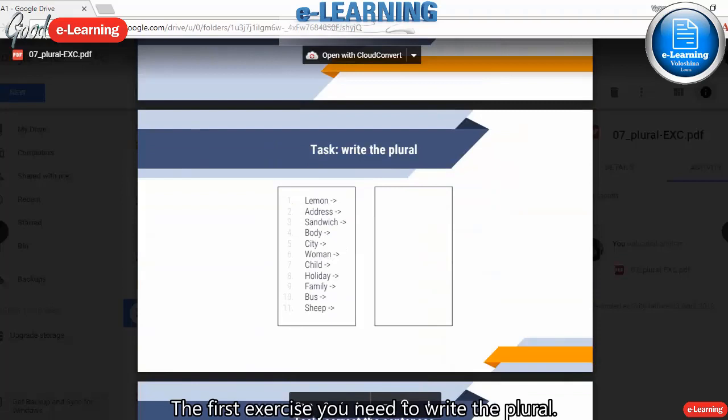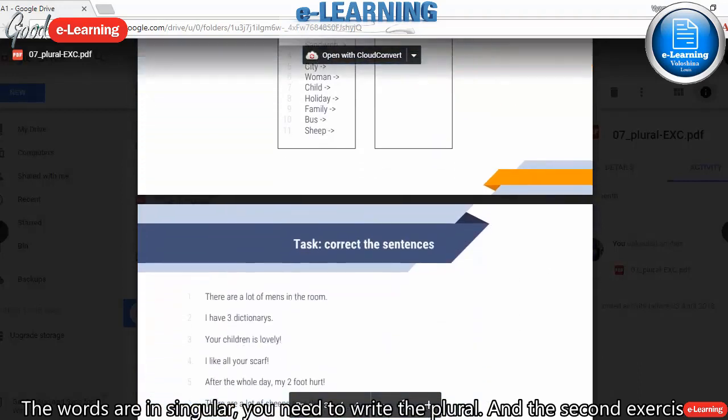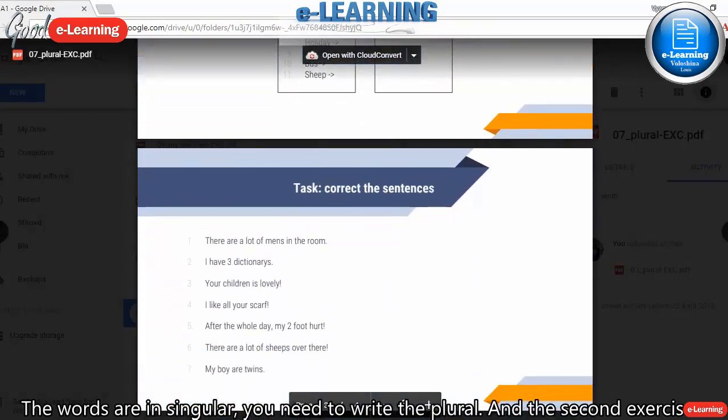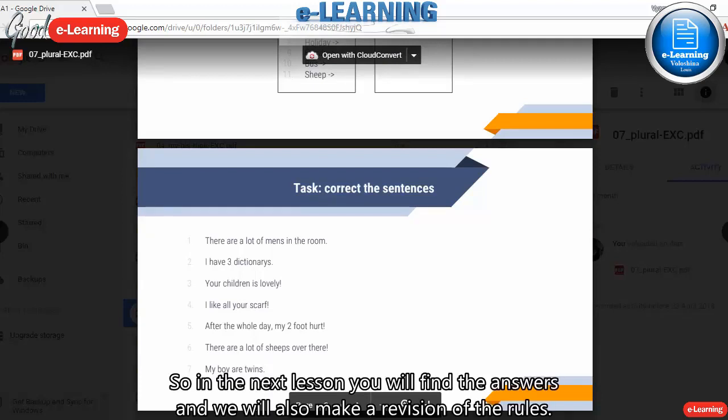Exercises, let's check the PDF. The first exercise, you need to write the plural. The words are in singular, you need to write the plural. And the second exercise, there are mistakes in the sentences, you need to correct them. So in the next lesson, you will find the answers, and we will also make a revision of the rules.